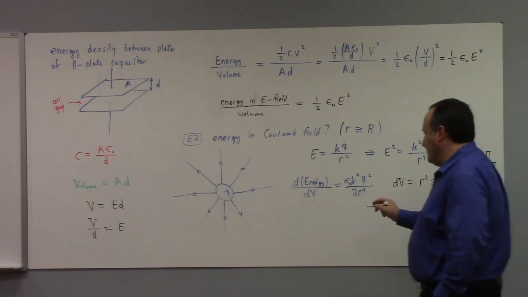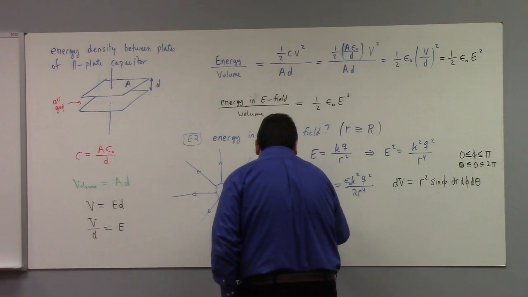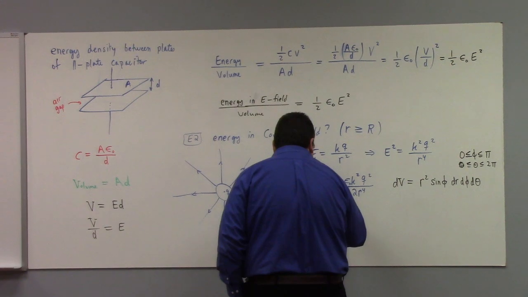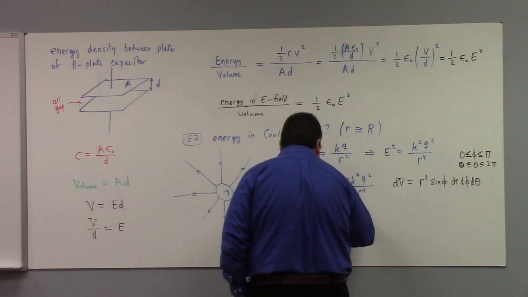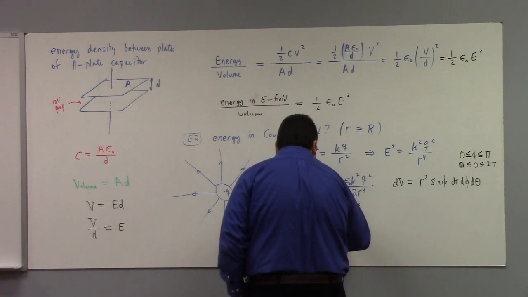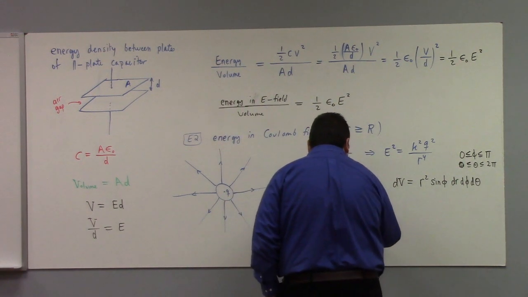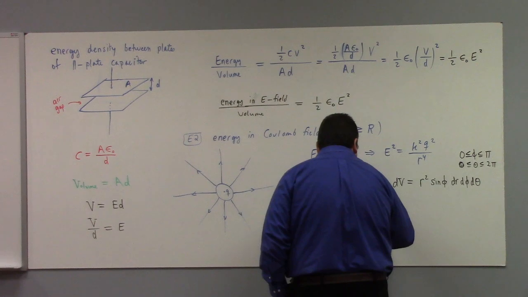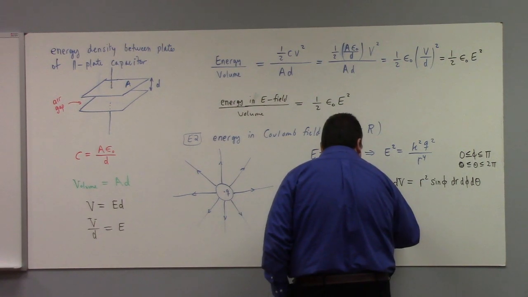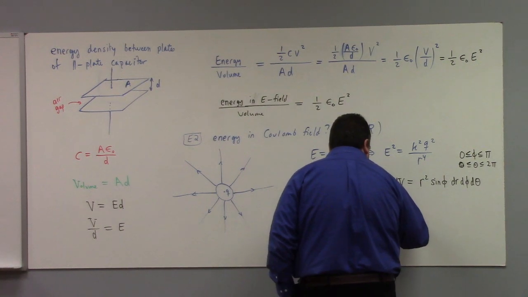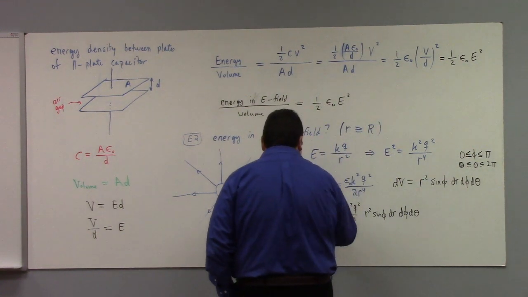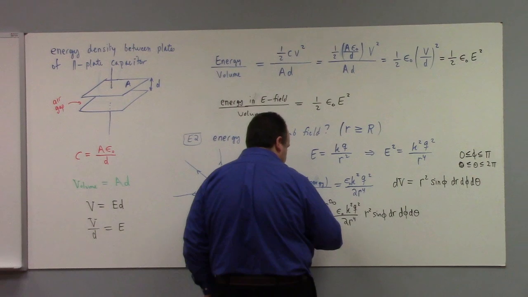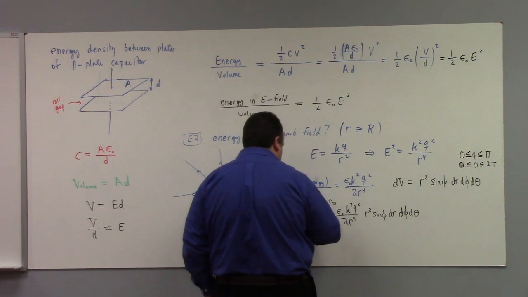So to get the total energy, I should just integrate from r to infinity of epsilon naught K squared Q squared divided by 2, with an r to the fourth there, and then multiply that by r squared sine phi dr, d phi d theta. I guess if I was smarter, I would have found a way around this triple integral, but oh well, here it is. 0 to pi, 0 to 2 pi.